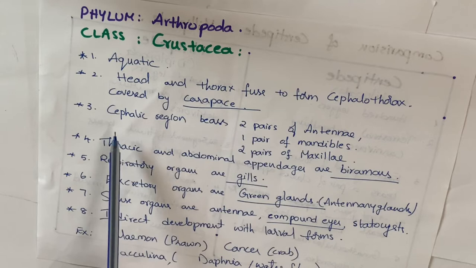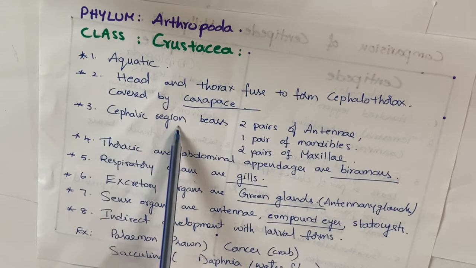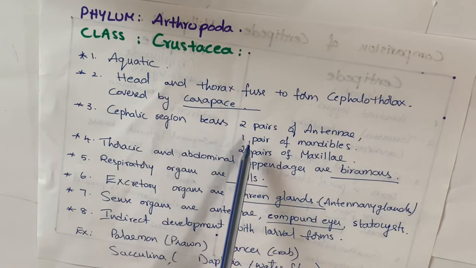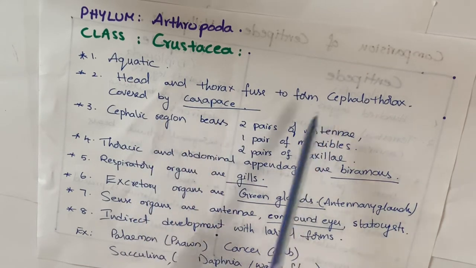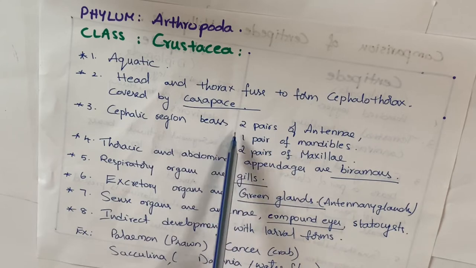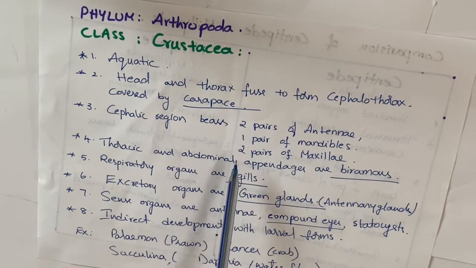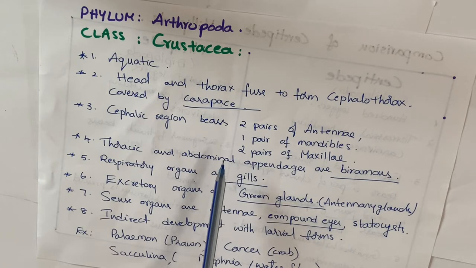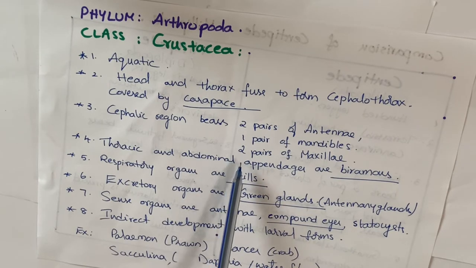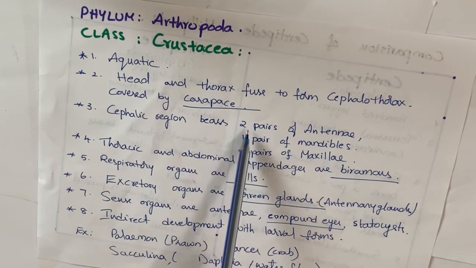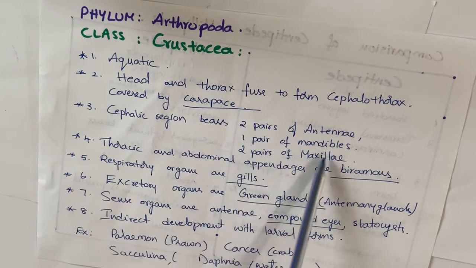Okay. So next, cephalic region bears. So cephalic means head region. So the head region bears, so it is a part of cephalothorax. So it consists of 5 pairs of appendages. Appendages are nothing but projections from the body. So these cephalic appendages are the projections in the head region. So cephalic region consists of 5 pairs of appendages: 2 pairs of antennae, 1 pair of mandible and 2 pairs of maxilla are present.